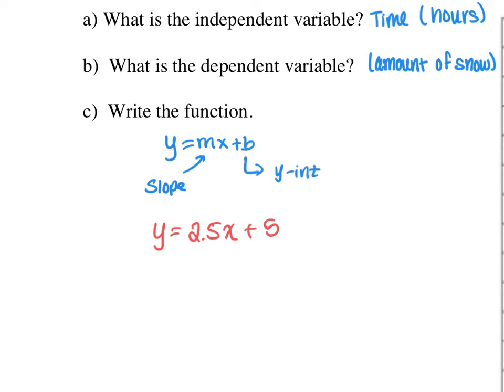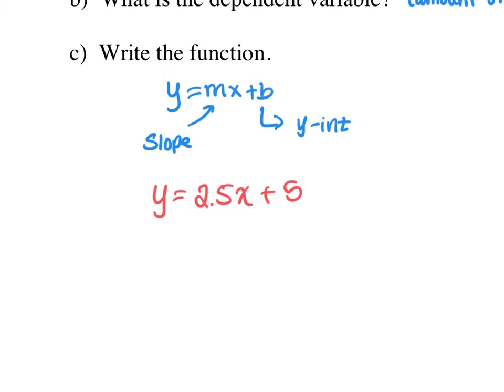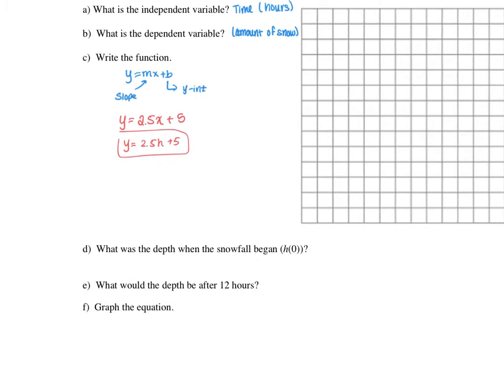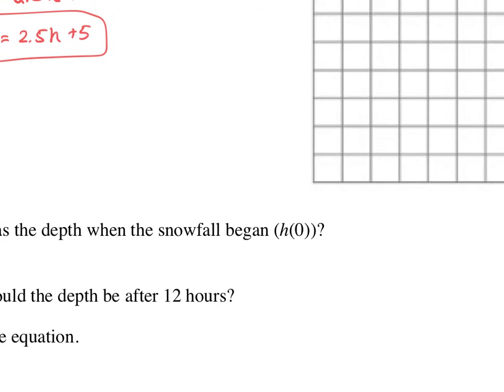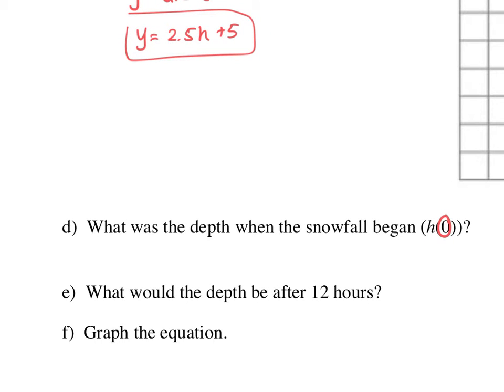But the issue is we want to include an h. And remember, we said h is time, which is our x value. So my equation for this is just y equals 2.5h plus 5. That's my function. D, what was the depth when the snowfall began? Whenever we mean beginning or start, that means our initial value, which is when x equals 0. So what we're going to do is plug in 0 for h.